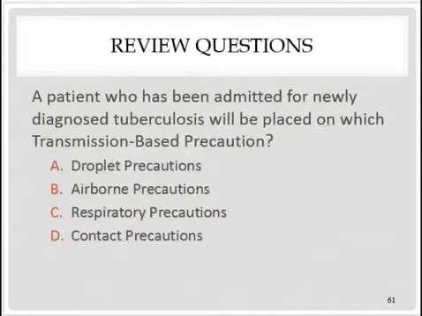Next question. A patient who has been admitted for newly diagnosed tuberculosis will be placed on which transmission-based precaution? A. Droplet precaution. B. Airborne precautions. C. Respiratory precautions. Or D. Contact precautions. Take a few seconds to think about it.